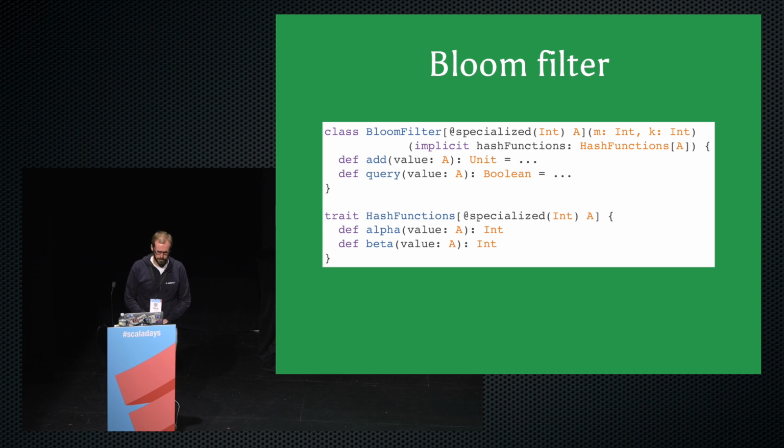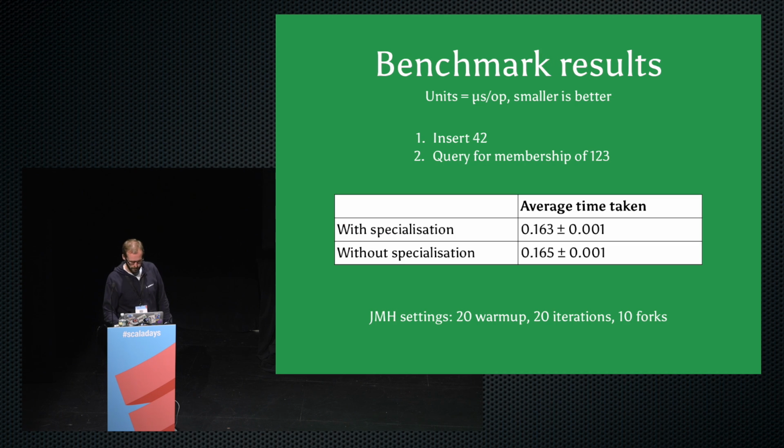So I implemented a Bloom filter class, which has a specialized type parameter, which I specialized in int. It also needs some hash functions, for various implementation reasons. So that's also specialized in int. That's a type class. So let's look at some numbers. The operation here is to insert one number and then query for another number. And as you can see, adding specialization doesn't really appear to make much difference to the performance. But to be fair, I think this is a problem of the benchmark rather than specialization itself.